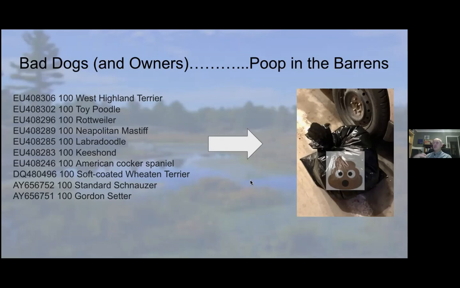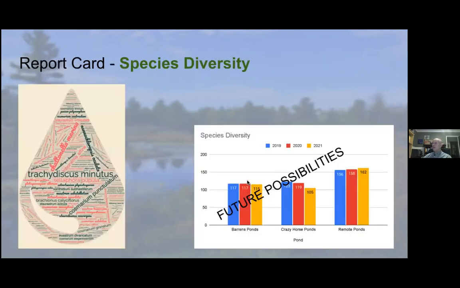So, looking towards the future, one of the things that I thought would be really interesting was to create some kind of report cards that would help us track how our species diversity is doing, comparing and contrasting these human-visited ponds with remote ponds that are really off the map in the Barrens or in the Crazy Horse area.